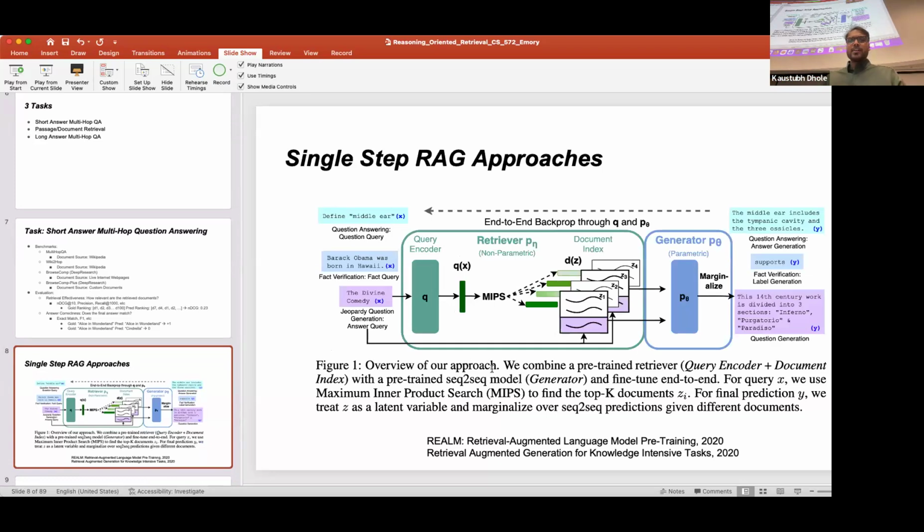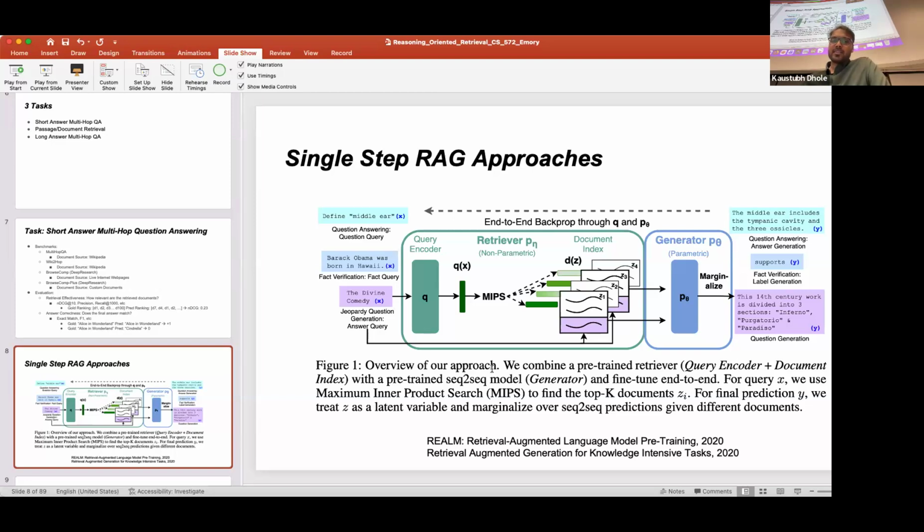So traditionally, or in the last couple of years, we saw these single-step RAG approaches come up, and this is the most basic form of retrieval augmented generation. This was made popular via papers like REALM and RAG for knowledge-intensive tasks.